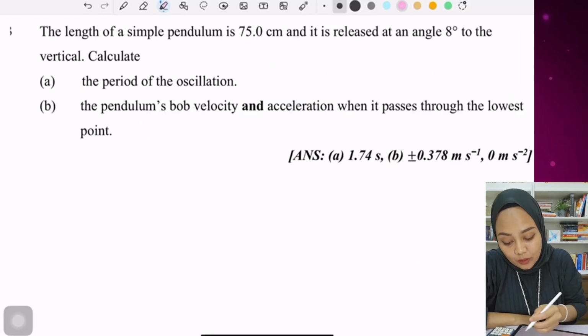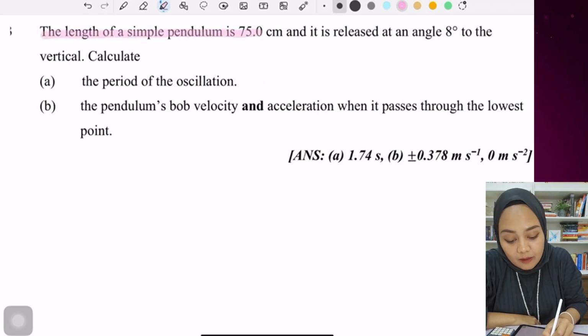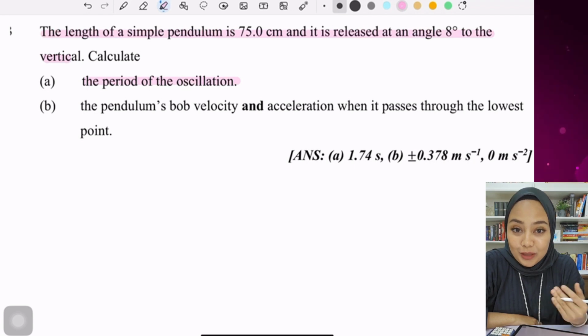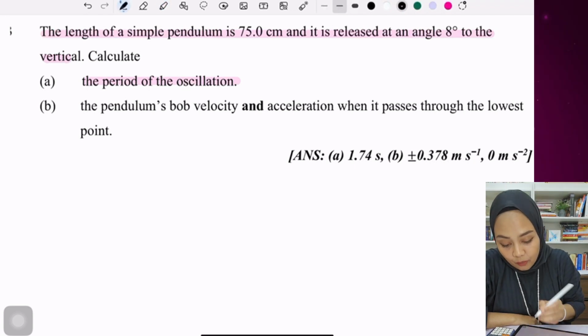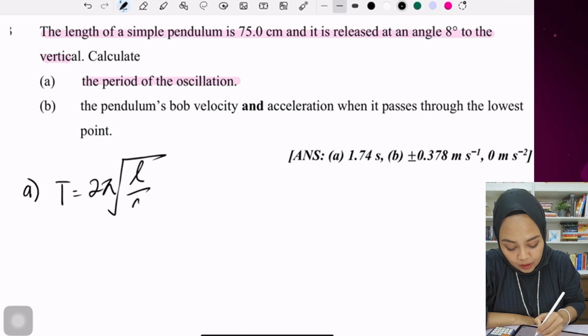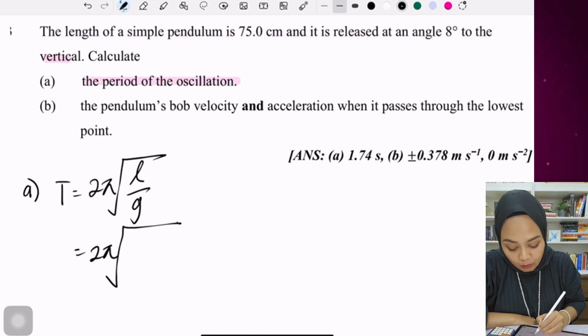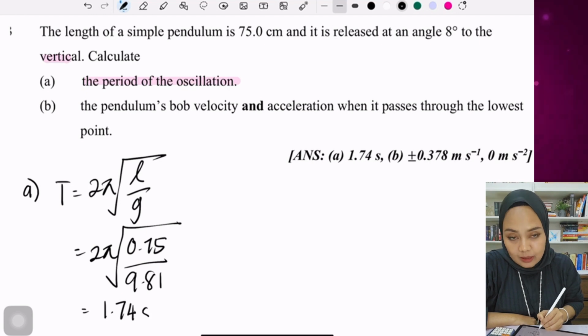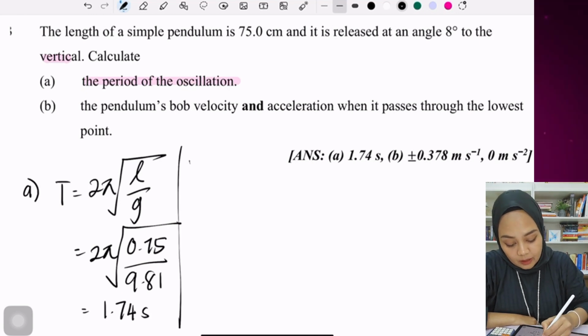Alright, let's do this question. The length of a simple pendulum is 75 centimeters and it is released at an angle of 8 degrees to the vertical. And then we have to find the period of oscillation. So it's quite straightforward. So this is period for pendulum. So question A, period equals 2 pi root L over G. Okay, so we have the length is 75 centimeters. That would be 0.75 divided by G, which is the gravitational acceleration, and you should get 1.74 seconds. So it's quite straightforward. Let's go to question B.